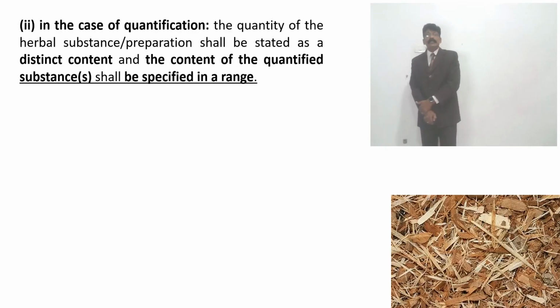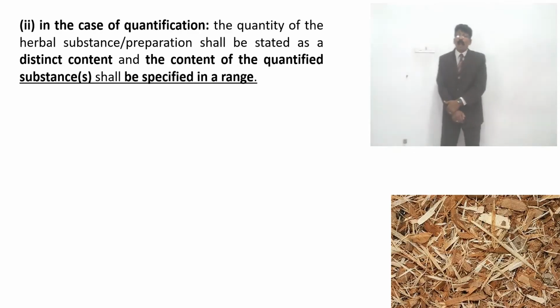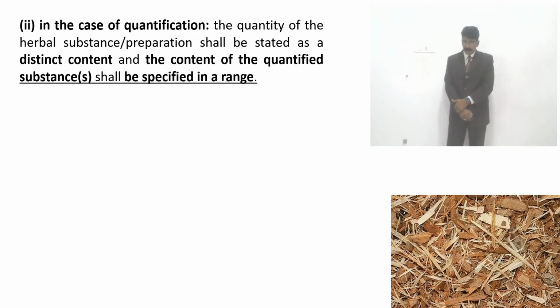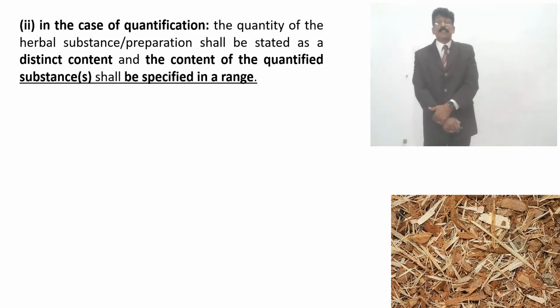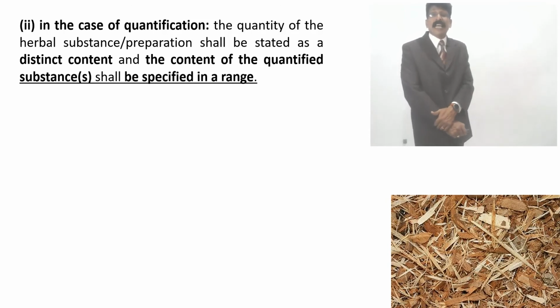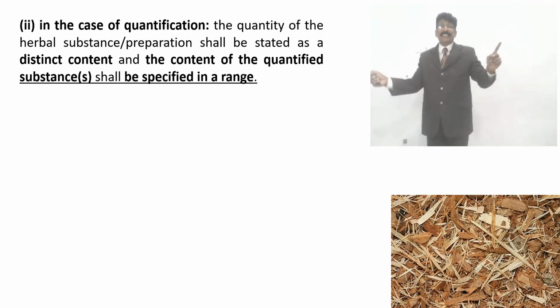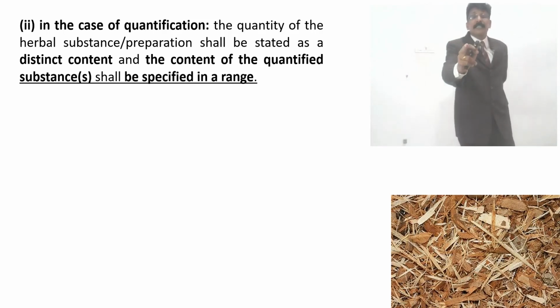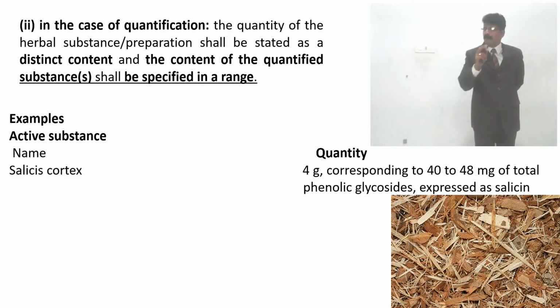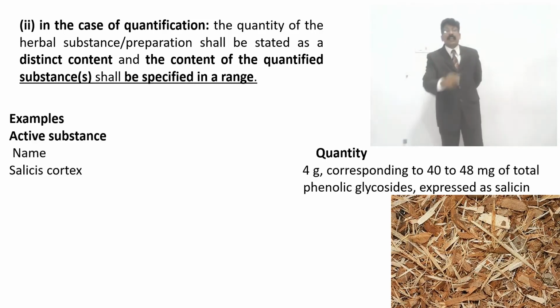And the second one, in the case of quantification, the guideline says the quantity of the herbal substance or preparation shall be stated as a distinct content, and the content of the quantified substances shall be specified with a range. So that's an example which we have taken.